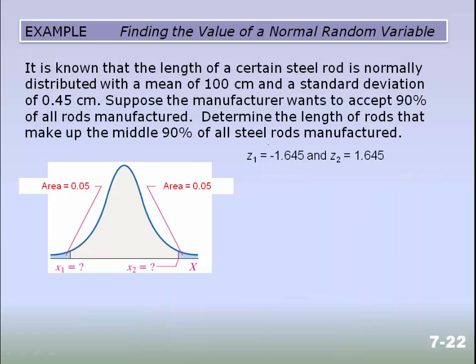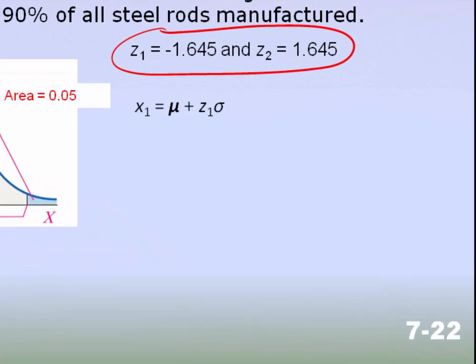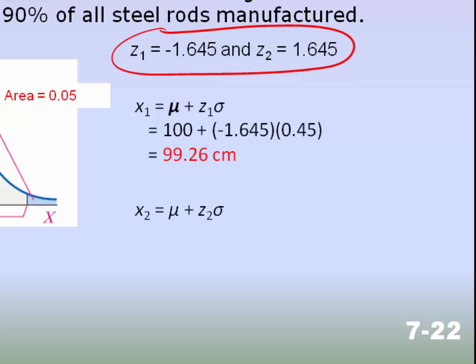So using those z values, we'll put those into our formula and find out that the first x value that corresponds to the z of negative 1.645 is 99.26 centimeters. And using the second z-score in that formula, we take the mean of 100 plus 1.645 times our standard deviation of 0.45 and find out the other measurement on the high end is 100.74 centimeters.